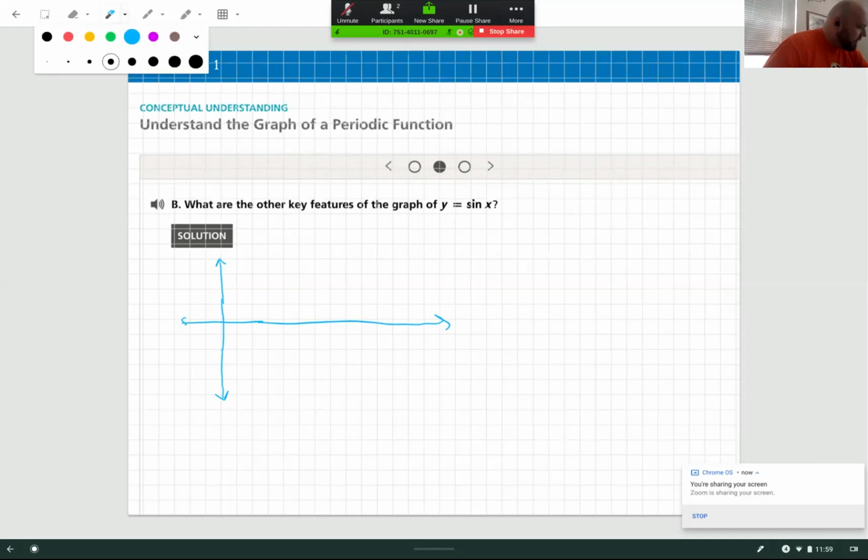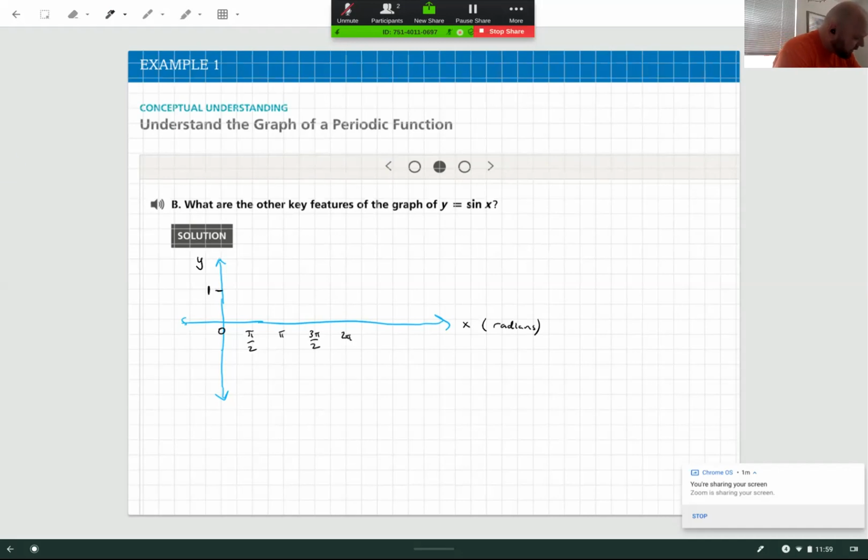Okay, so just like any other graph, you want to start off by drawing your axes. This time, our y-axis and our x-axis. Our x-axis is going to be in radians. So we're going to start off at 0. Let's say this will count as pi over 2. This will be pi. This will be 3 pi over 2. And this will be 2 pi. And I'm going to say this number up here is 1, and this number is -1.